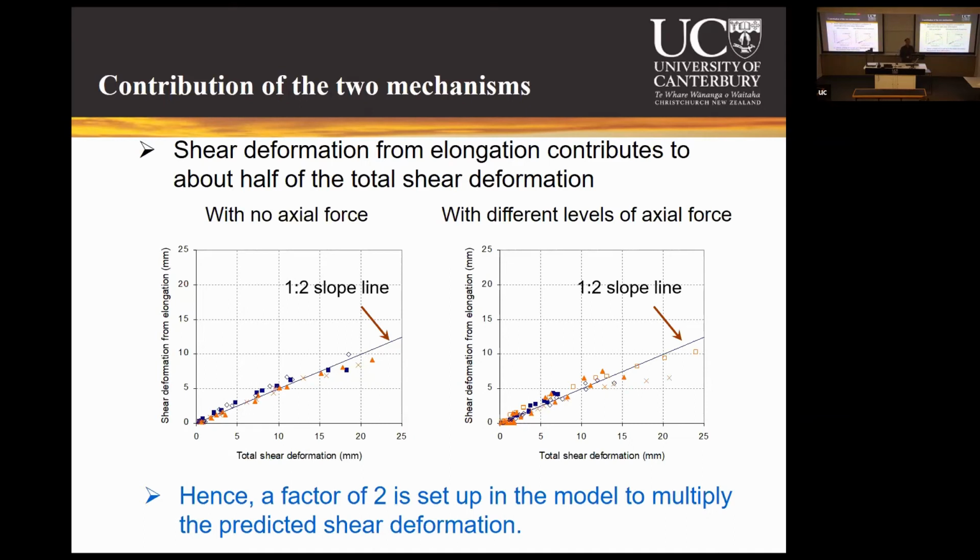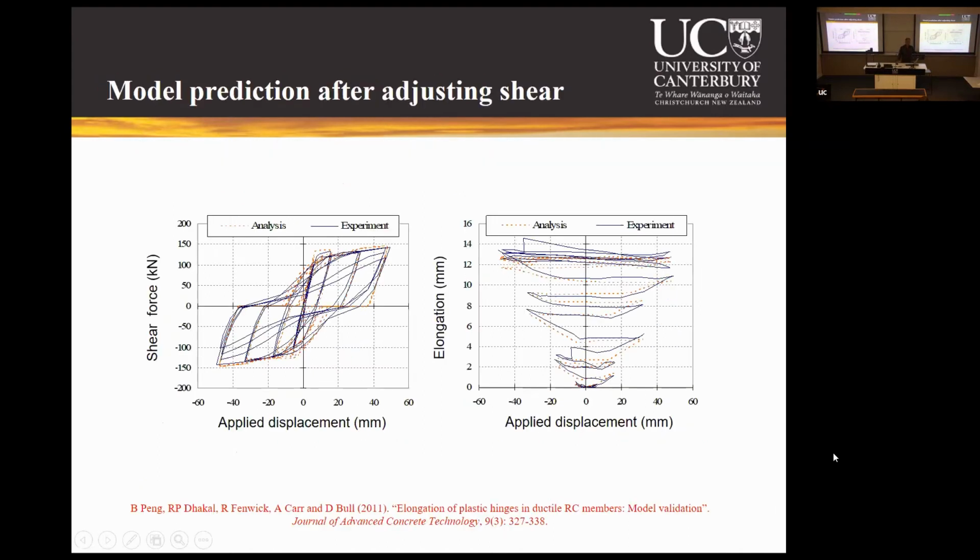Hence a factor of 2 was applied to adjust the shear deformation. And once we did that, we could get a very good match, not just in terms of load displacement behavior and elongation, but also in terms of the pinched hysteresis loop and the breakdown between shear and flexural deformation. All these details can be found in the paper listed below.